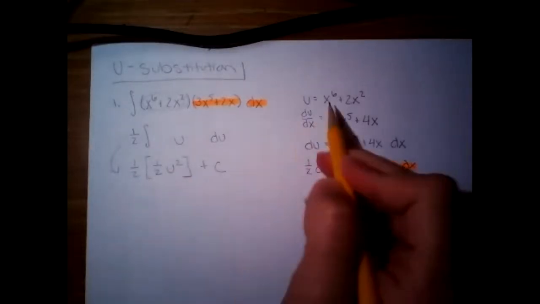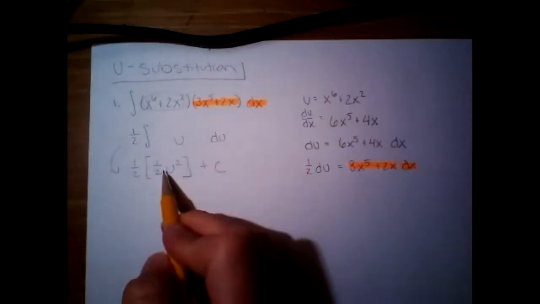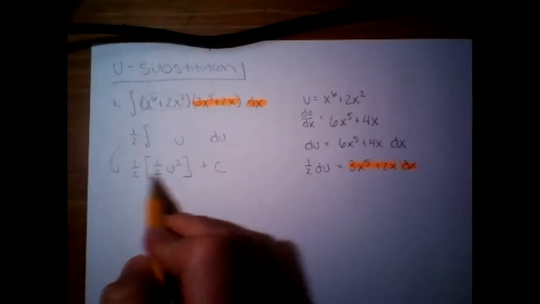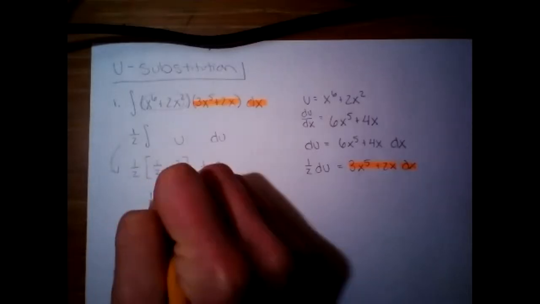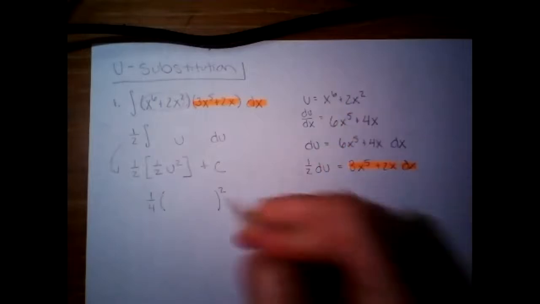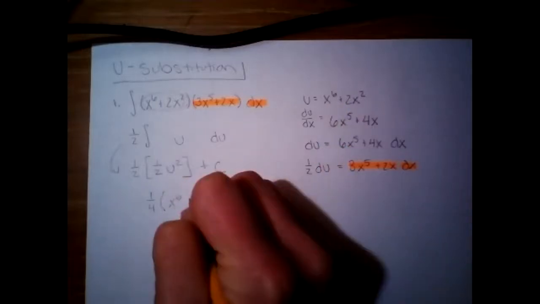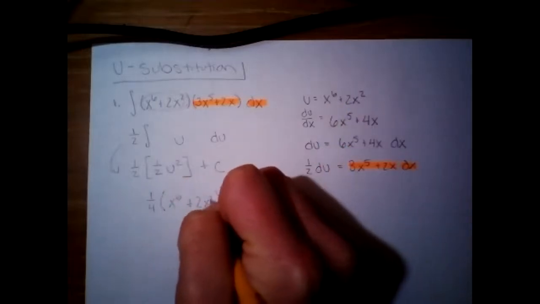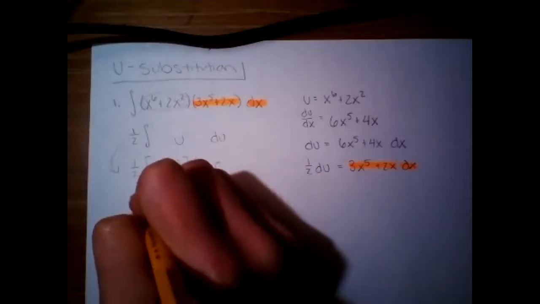And then at the end, you're going to take this and plug it back in for u. So a half times a half is a fourth, and then u squared, and u is all of that, and then plus c, and this is your answer.